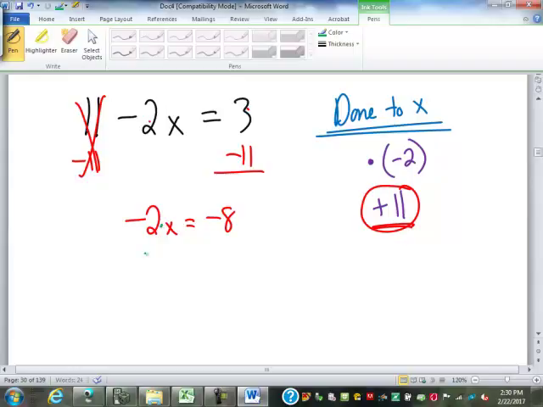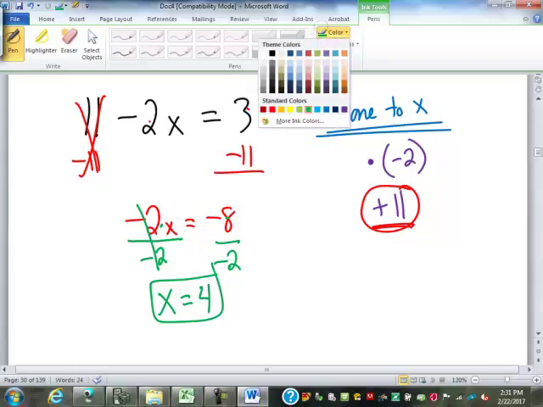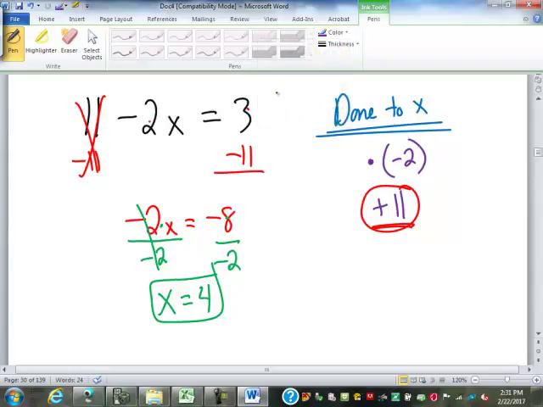X is being multiplied by negative 2, so we have to divide by, no, still going to divide by a negative 2. So we get rid of that. We divide by negative 2 over here. X equals negative 8 divided by negative 2 is a positive 4. Now, dealing with the negative is the most common mistake made on a problem like this.